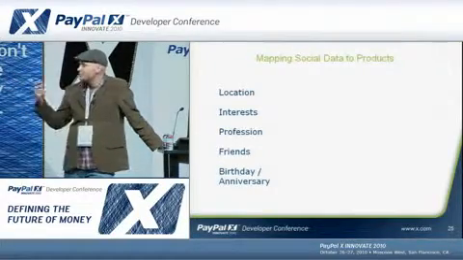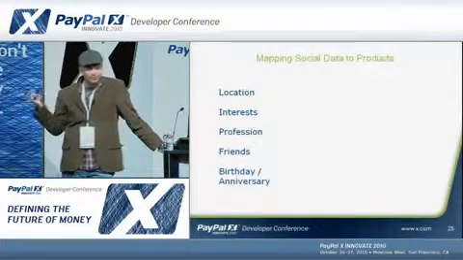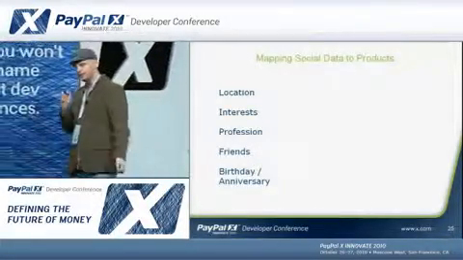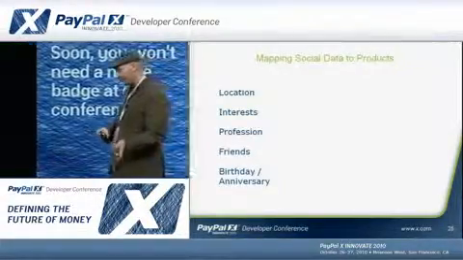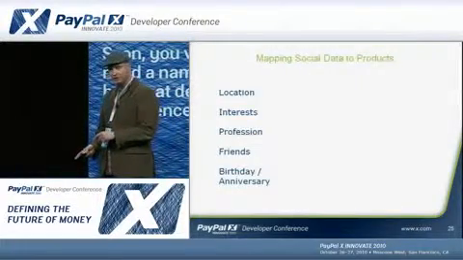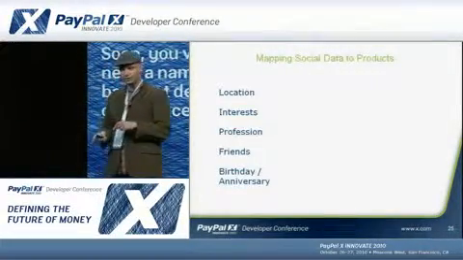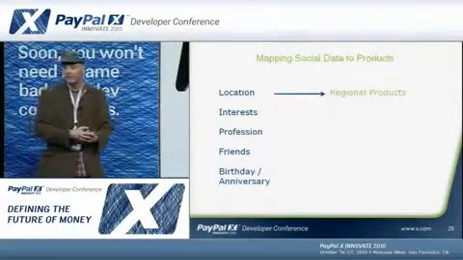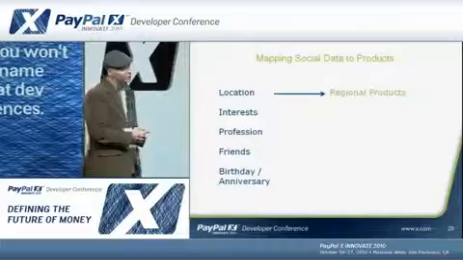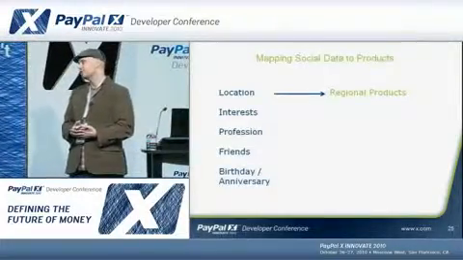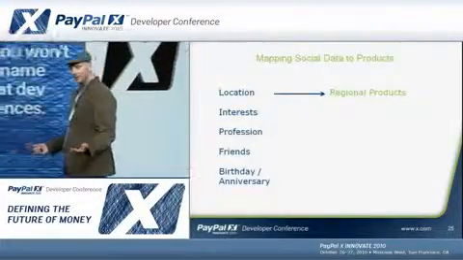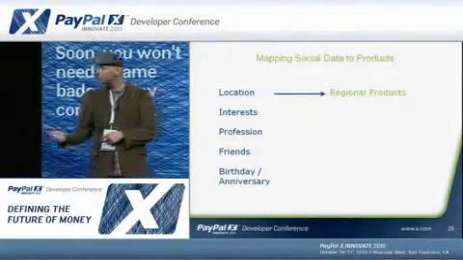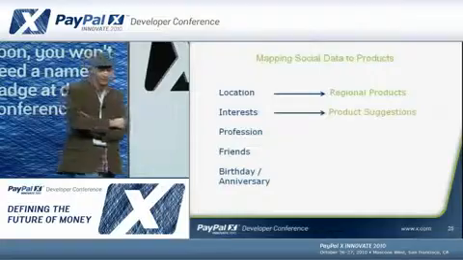My friendships, and then dates of interest, such as birthdays or anniversaries. If we take these social pieces of data, we can actually extract particular marketing models so that we can sell products in a targeted way. Location, we can take this and develop regional products. If a user's in a particular area, we can say, oh, hey, we have some products out there that you might be interested in. Your interests, product suggestions.